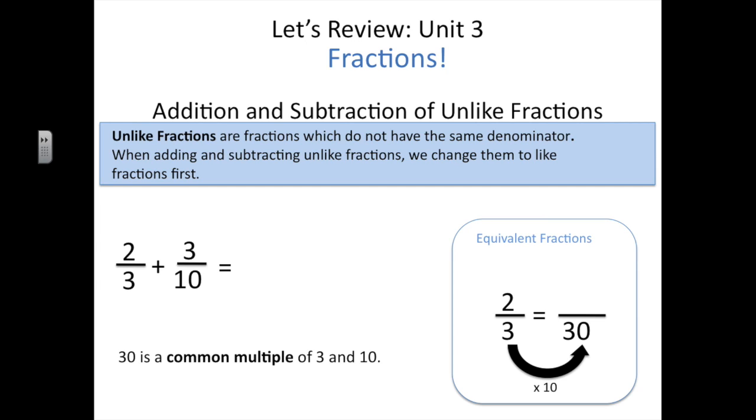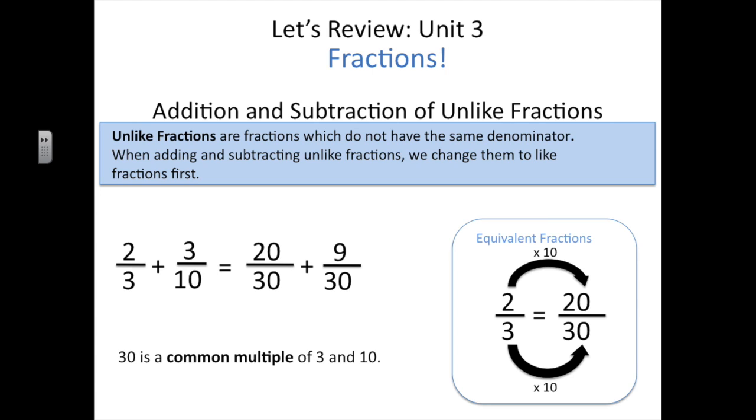Whatever I multiply my denominator by, I must do to my numerator as well. So 2 times 10 equals 20, and I now have an equivalent fraction. And I can put that into my problem. So 2/3 is the same as 20/30. I now have to change 3/10 into an equivalent fraction with 30 as my denominator. 10 times 3 equals 30. That means I must also multiply 3 times 3 in order to make that fraction equivalent, and that equals 9.